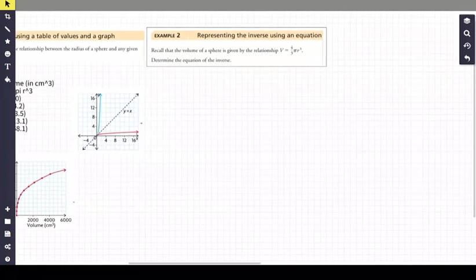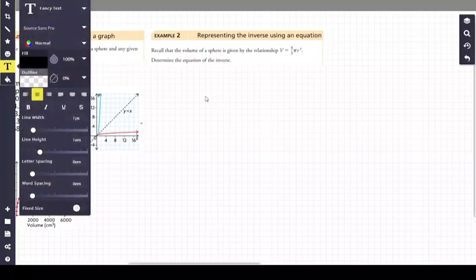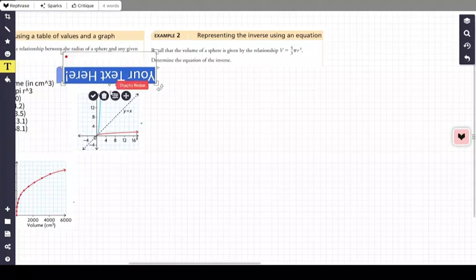So let's go ahead and do this. Recall that the volume of a sphere was given at the very start. Volume equals 4 over 3 pi r cubed. So let's determine the equation of the inverse. We were told how to do this just a few seconds ago. I just told you guys.